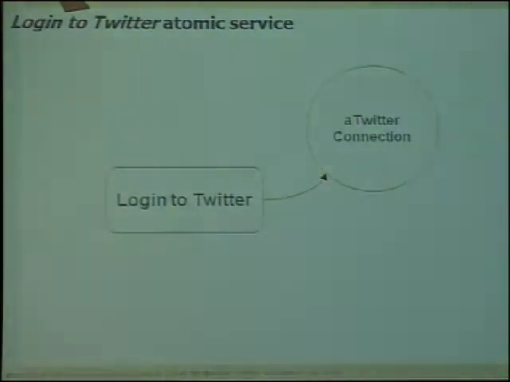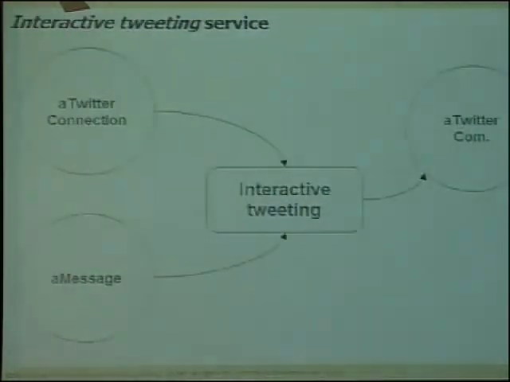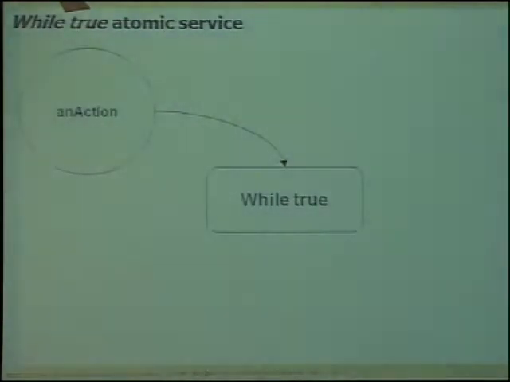The first one is how to log into Twitter. The second one is getting information from that website about the traffic info, which returns a string. The other one is interactive tweeting, sending messages to Twitter. The default message is going to be the traffic info that we fetch from that website in London. And the result is a Twitter communication: what has been communicated to Twitter and whether Twitter has accepted that communication.